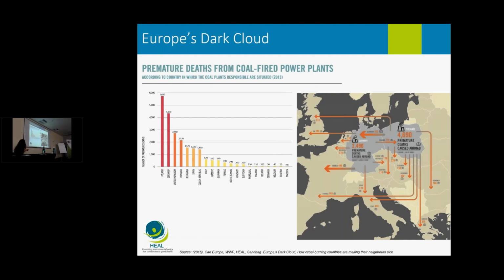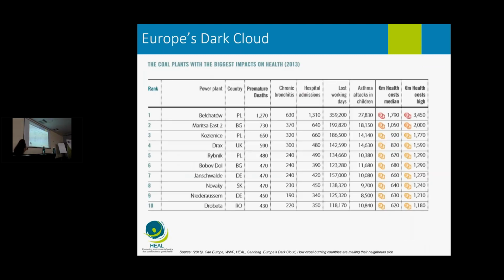Okay, so I think we can click on this one. And we also created a list of the coal plants with the biggest health impact from particulate matter 2.5, and divided it into premature deaths, chronic bronchitis, hospital admissions, lost working days, also part of external health costs, and asthma attacks in children, also comparing it with health costs.